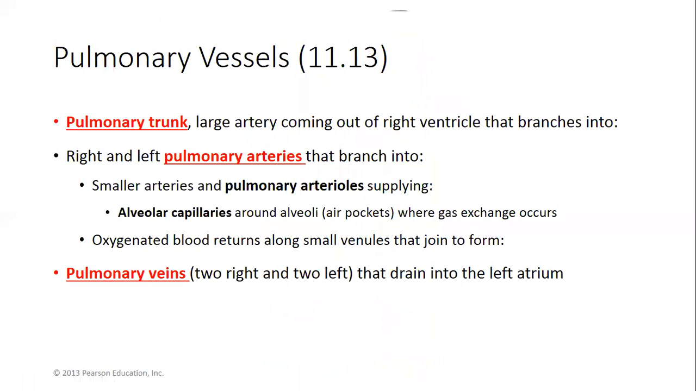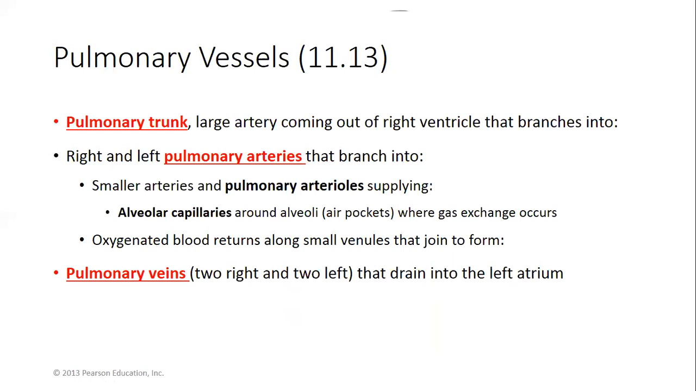The pulmonary vessels, like the pulmonary trunk I mentioned, basically carries blood out of the right ventricle and branches to 2 pulmonary arteries. So the trunk is like the trunk of a tree that branches to pulmonary arteries. Those pulmonary arteries, remember, arteries carry blood away from the heart. They branch to smaller and smaller arterioles and eventually what's called alveolar capillaries. Remember, capillaries are where exchange occurs. So these alveolar capillaries surround the air pockets called alveoli in the lungs so that CO2 can be sent into the lungs and expired, breathed out, and oxygen can be picked up.